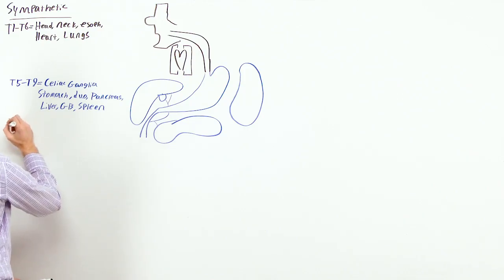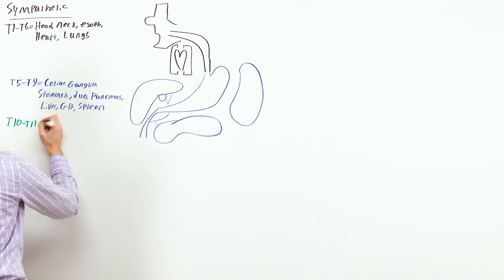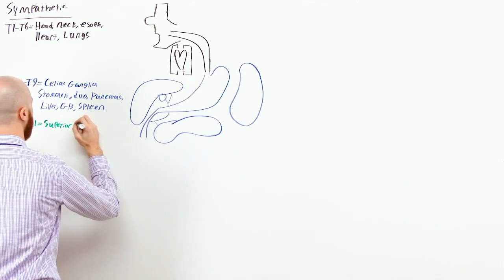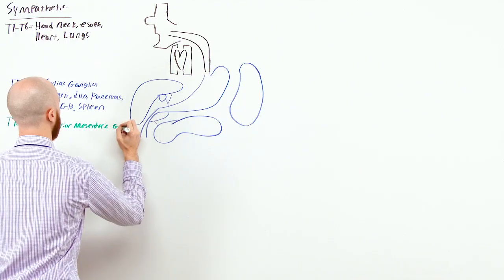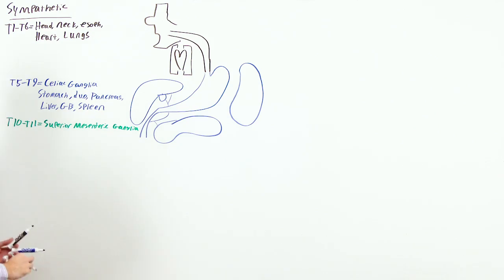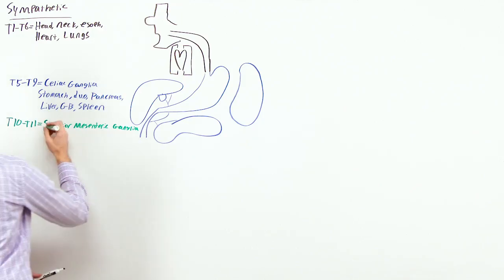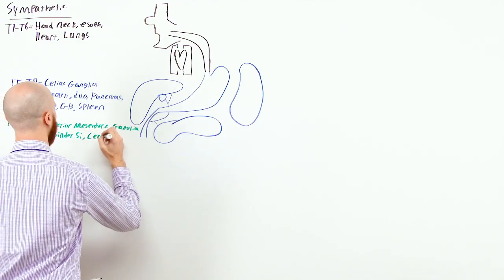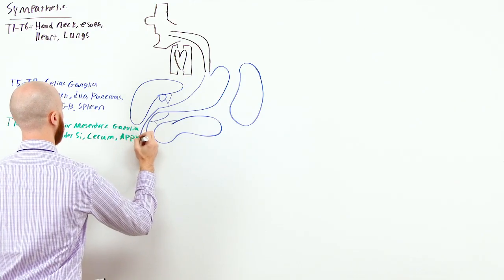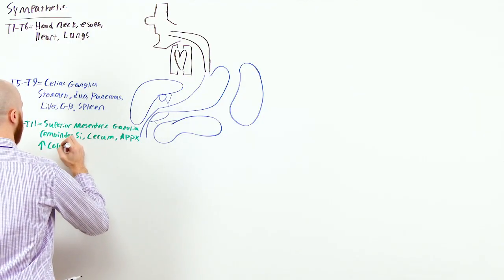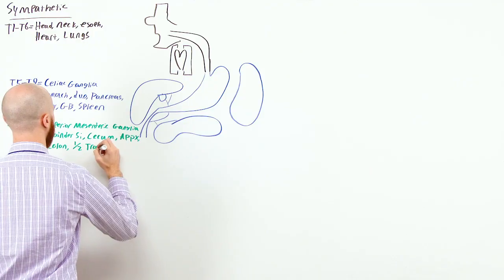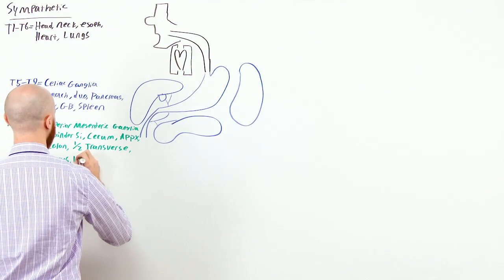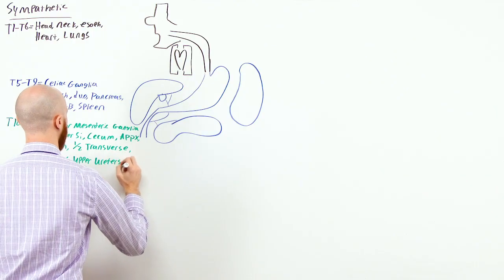So the next level, we have T10 and T11. When you're thinking of ganglia here, think of the superior mesenteric ganglia, and for organs being innervated, think about the remainder of the small intestine after the duodenum, the cecum, the appendix, the ascending colon, the first half of the transverse colon, the kidneys, the upper ureters, and finally the gonads.